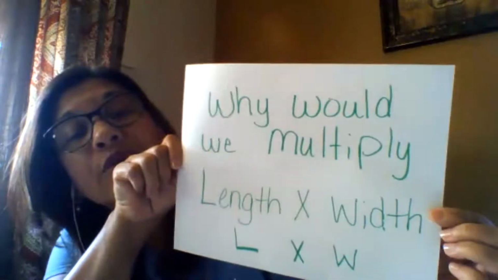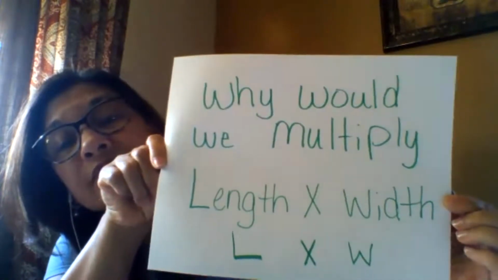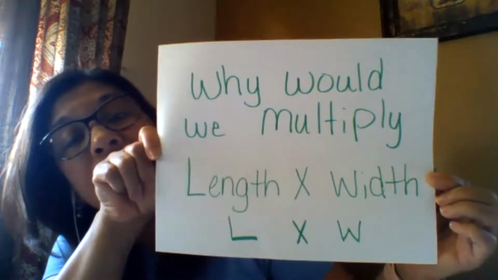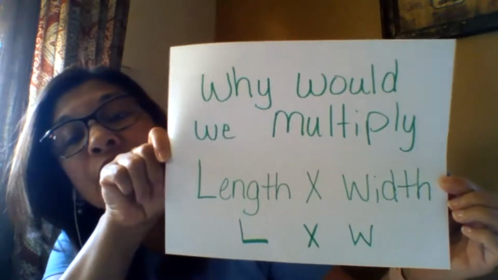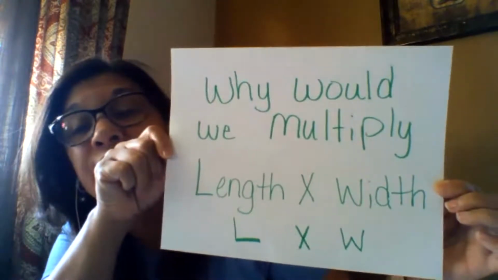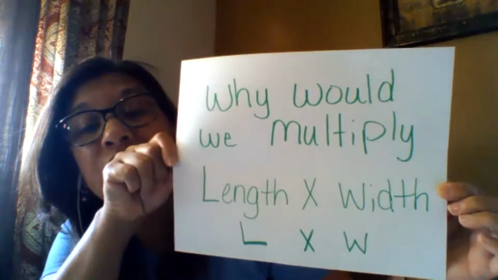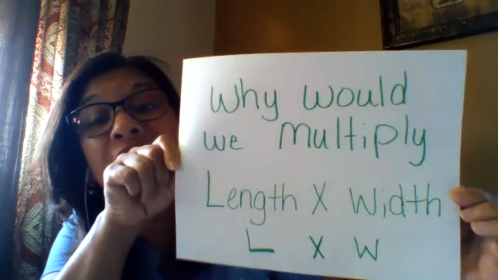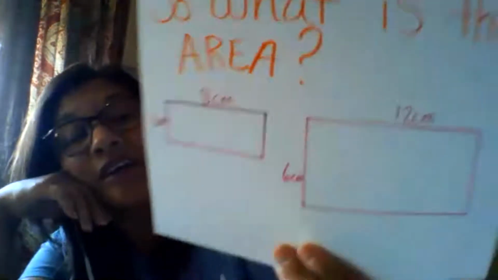Why would we multiply length times width? Somebody mute yourself and tell me, or write it, something. What are we trying to find out when we do length times width? Trying to find out the area. Trying to find the total of the area. Okay. So do this for me right now.